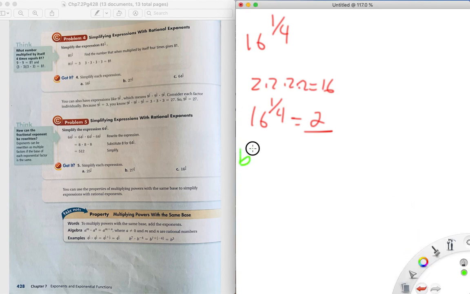B, that gives me 27 to the 1/3. So I've got to think of a number that when I multiply it 3 times, because my denominator is 3, gives me 27. And that number is 3. 3 times 3 is 9. 9 times 3 is 27. So since multiplying 3 three times gives me 27, then 27 to the 1/3 is 3.